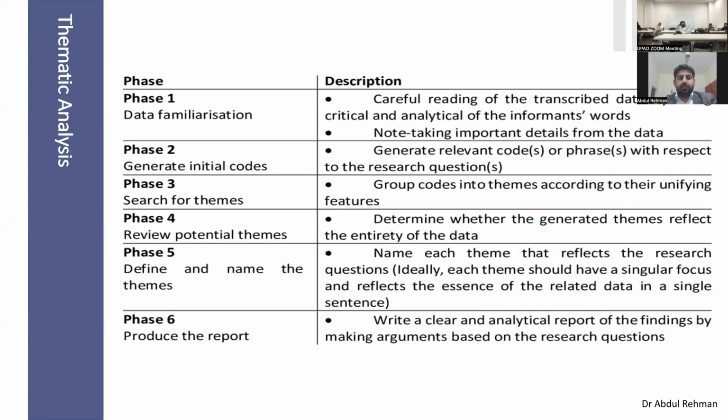So this is a summary. Phase 1, data familiarization. Phase 2, generate initial codes. Phase 3, search for themes. Phase 4, review potential themes, determine whether generated themes reflect the integrity of the data or not. Phase 5, define the themes. It can be different themes. Phase 6, produce a report.